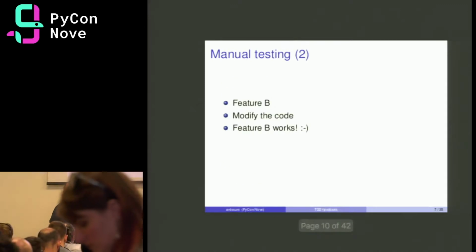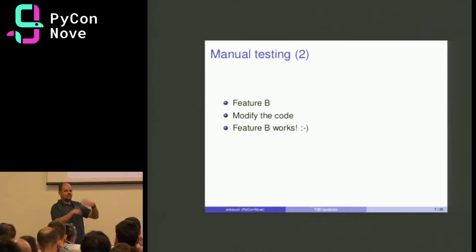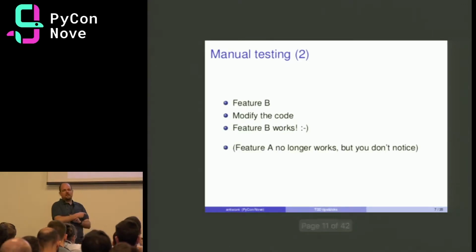Then later you want to implement another feature. So you do the same, you modify the code, you click, click, click. You see that the new feature works, you are happy. But in the meantime, you broke the earlier feature, and you didn't check it again. So maybe you commit the code, you deploy, and you have a bug.